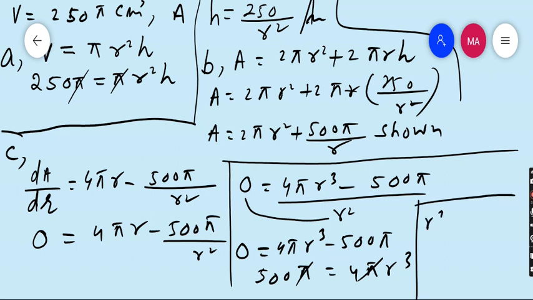And r cube is equal to 500 upon 4, which is, I think, 125. Taking the cube root of r, the cube root of 125 is 5. This is the final answer.